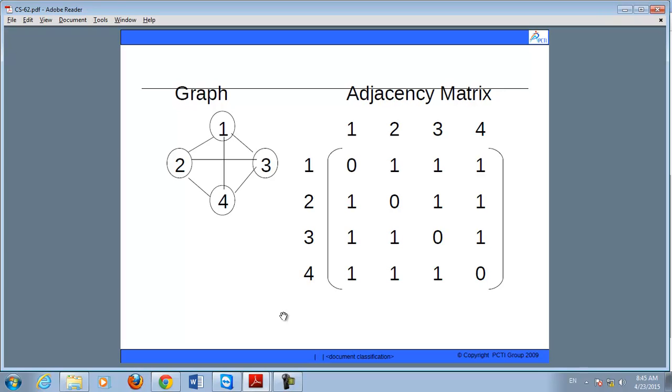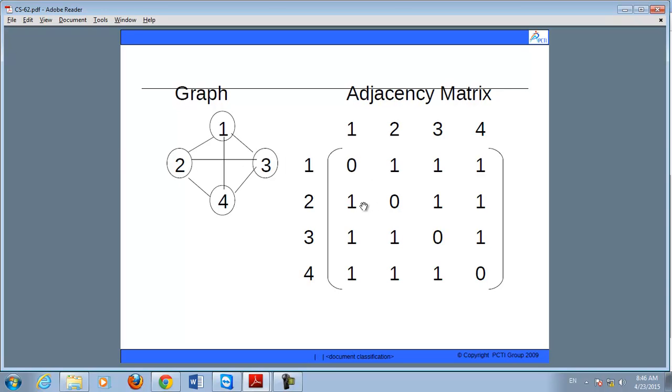You can see here there is a graph which has nodes 1, 2, 3, 4, and the nodes 1, 2, 3, 4 are arranged in rows and columns. Now, is there any path from 1 to 1 in this graph? No. It means there will be the value 0. There is a path from 1 to 2, yes, then there will be 1. 1 to 3 there is also a path, then there is 1. 1 to 4 there is a path, so the value will be 1.